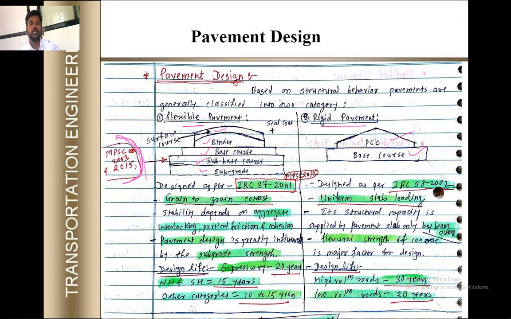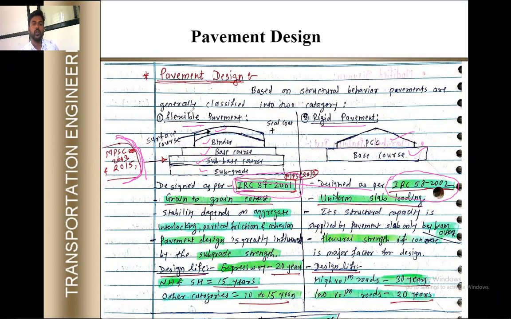Then which IRC, that is the Indian Roads Congress code, is used for the design of the flexible pavement and the rigid pavement? For designing flexible pavement, we use IRC 37-2001. It's very important. And for designing the rigid pavement, we use IRC 58-2002. These are very important. You should know them. Please remember this.